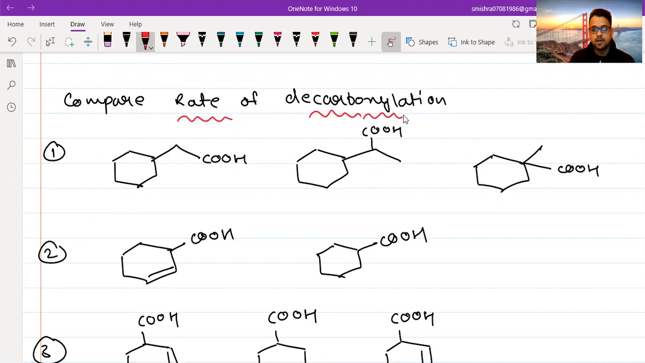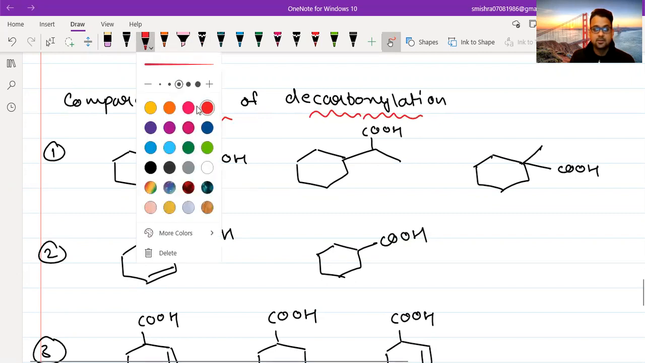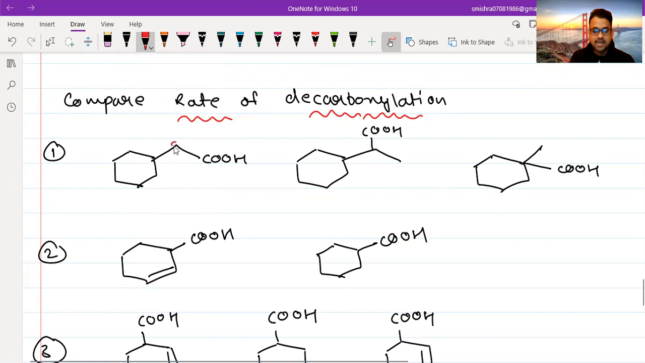Okay, so remember in the RDS, carbanion is being formed and the rate of decarboxylation will be directly proportional to the stability of the carbanion. Now, the question over here is that we have to identify where the carbanion will be formed. So always remember, carbanion is formed at that carbon which is directly attached to COOH. So in this case, this will be the site of carbanion.